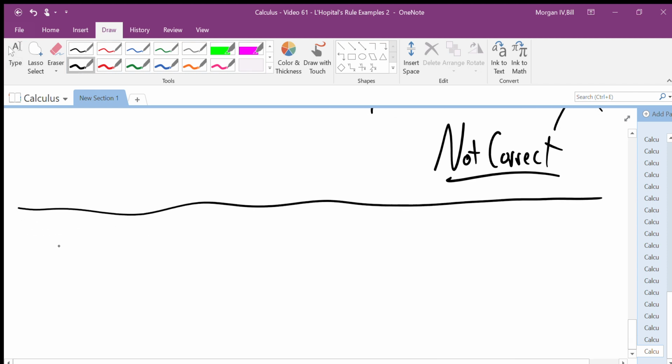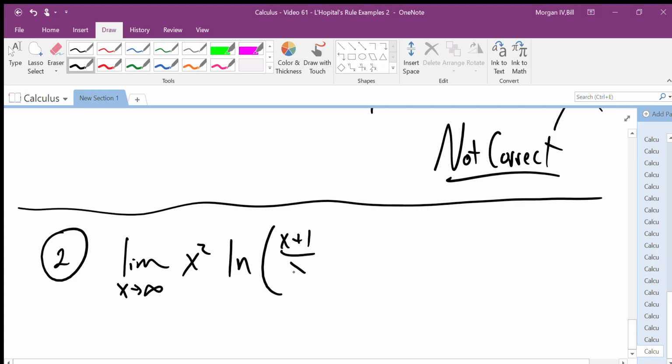All right, example number 2. Let's say we have the limit as x goes to infinity of x squared times the natural log of x plus 1 over x. Okay, let's go ahead and plug in the infinity direct substitution and see what we get. We have x squared, that's infinity squared, that would be infinity, times the natural log.